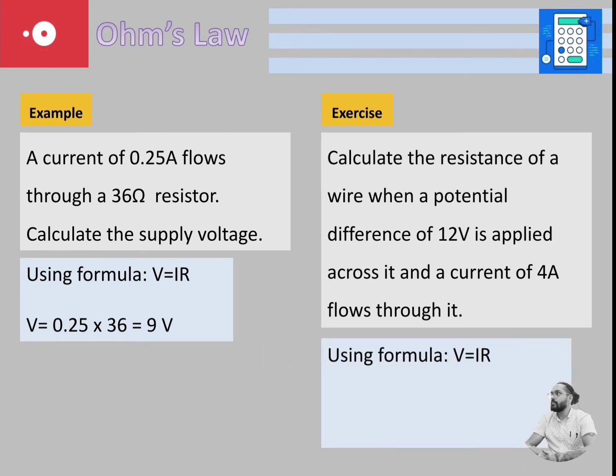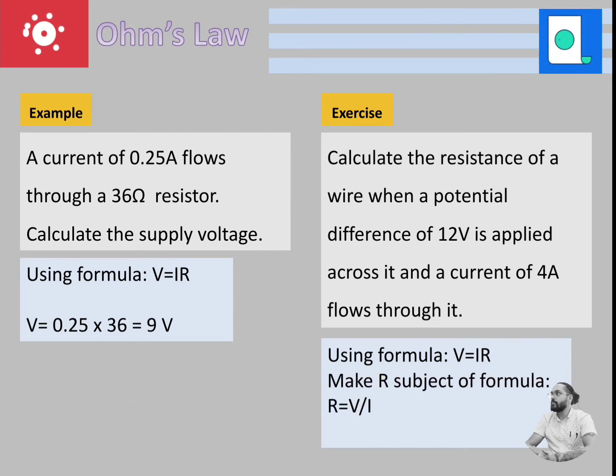We are going to use the formula V is equal to IR. Since we have to calculate the resistance, we have to make R subject of formula, and we'll obtain this formula: R is equal to V divided by I. So we are going to divide 12 volts by 4 amperes, and that would give us 3 ohms. So both of these exercises show how we can use Ohm's law to calculate either voltage or resistance or current in a circuit.